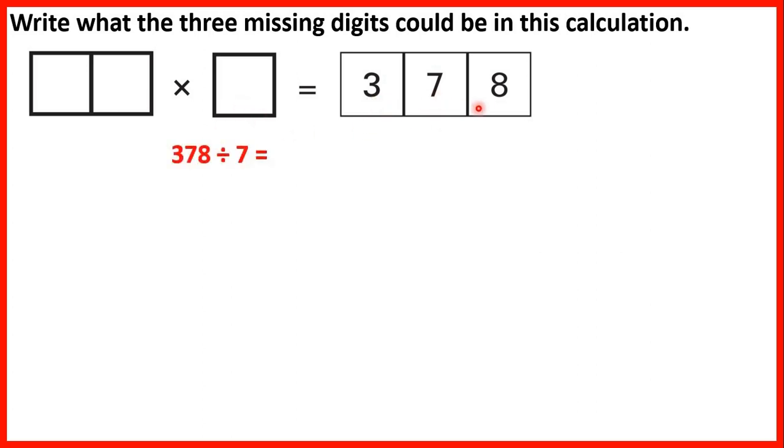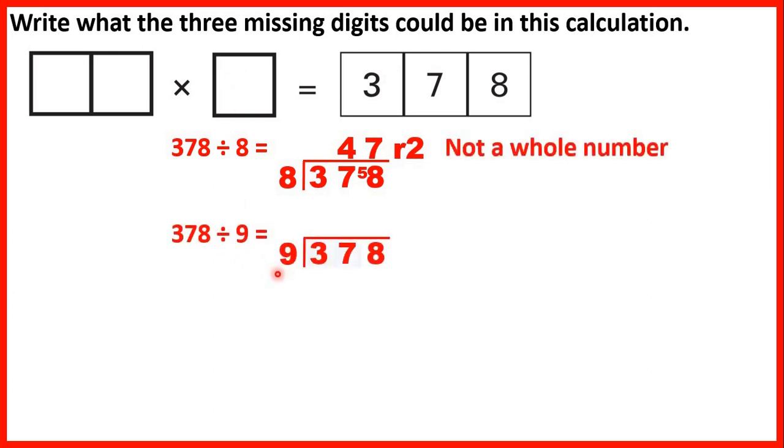If we divide 378 by 7, that gives us 54. And that's a whole number, so we could have 54 times 7. Or if we try dividing it by 8, again we get a remainder, so our single digit number can't be 8. But if we divide it by 9, we get 42. So because 378 divided by 9 is 42, this calculation also tells us that 42 times 9 is 378. So we could have 42 and 9 as well.